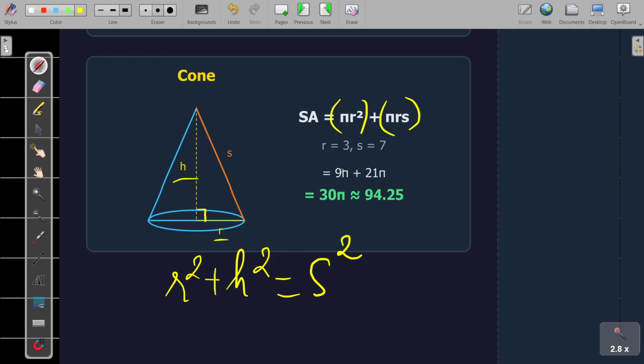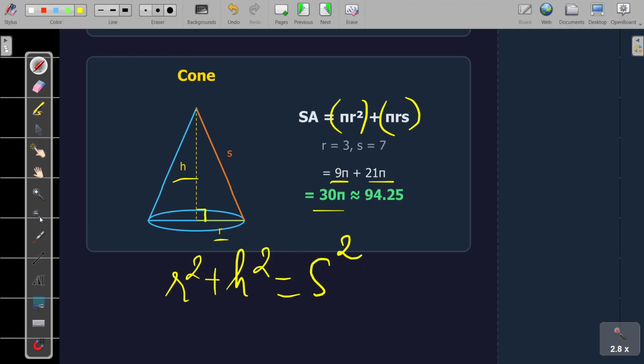We have pi times 3 squared, which gives us 9 pi. And then we have pi times 3 times 7, which is going to give us 21 pi, and that's going to give us 30 pi. And that should be on our calculator 94.25 units. Or square units, I should say, so sorry.